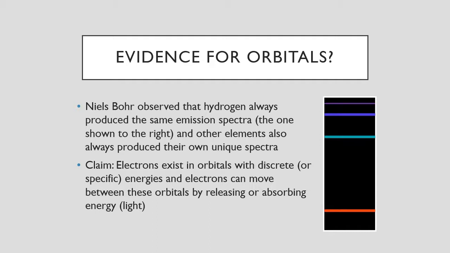Therefore, he came to the conclusion that electrons must exist in orbitals that have discrete energies, and that electrons can move between these orbitals by either releasing or absorbing energy. When they release, they go to a lower energy orbital, and when they absorb, they go to a higher one.